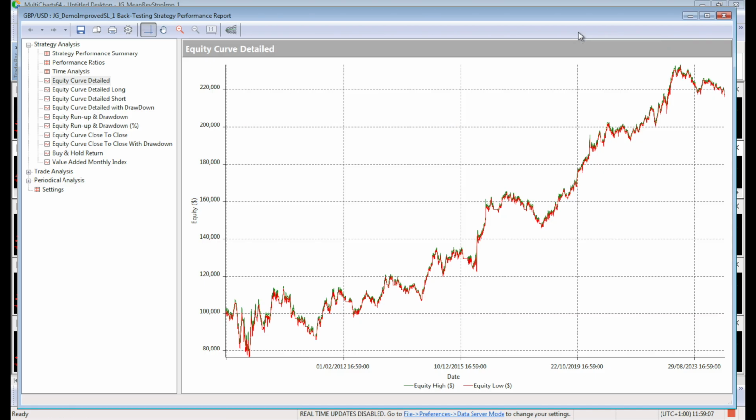Let's look at the equity curve. That's what the equity curve looks like with the 500 pip stop loss. Not too dissimilar to using no stop loss at all.